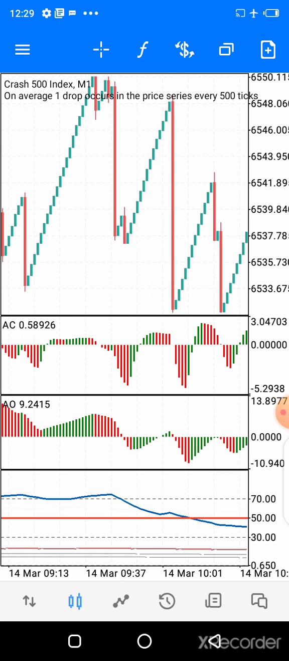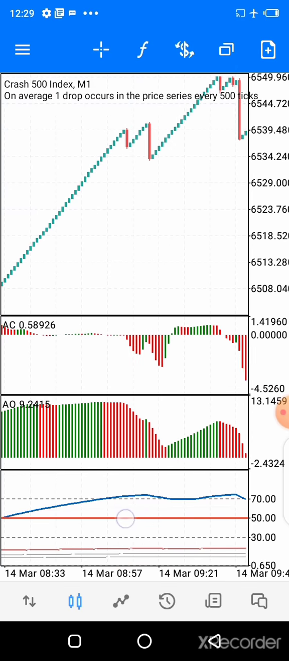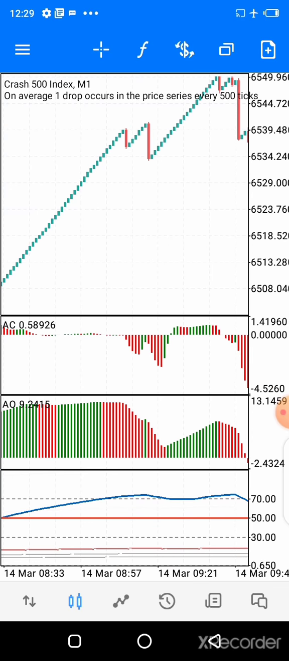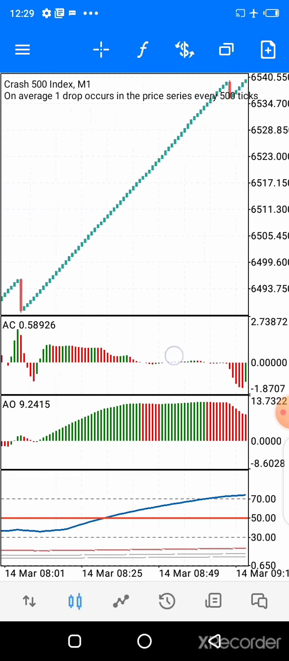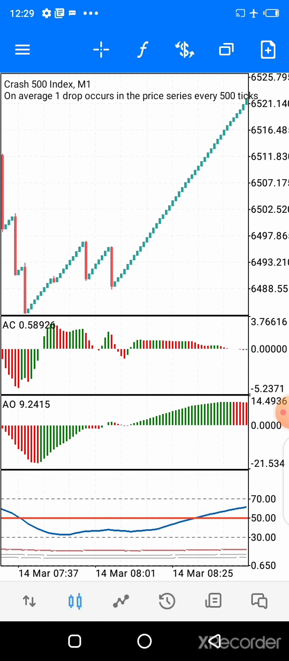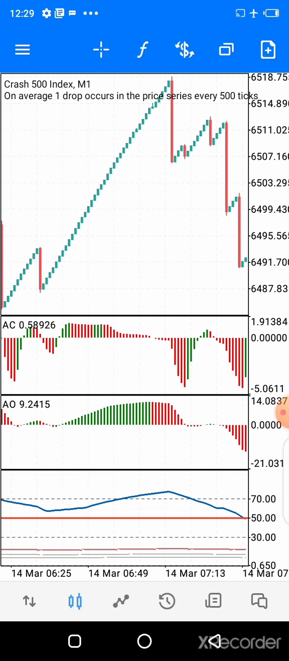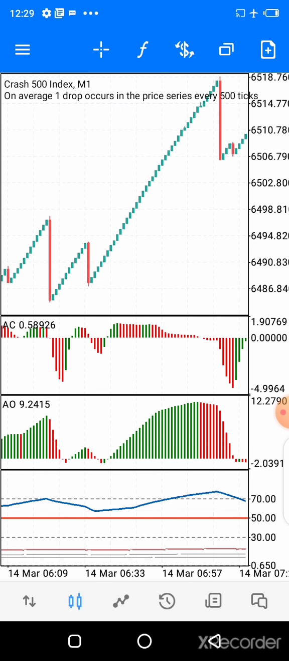Rule number 2, your RSI has to be above your level 50. Then your awesome oscillator has to be green, right? Awesome oscillator has to be green as well. You get? So let's see where we got ourselves correct.